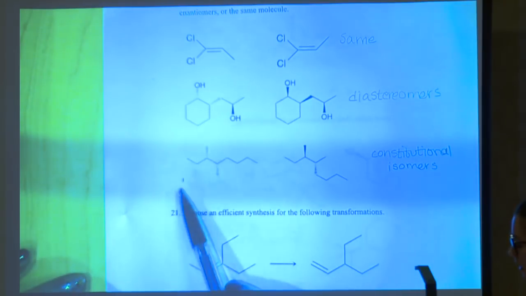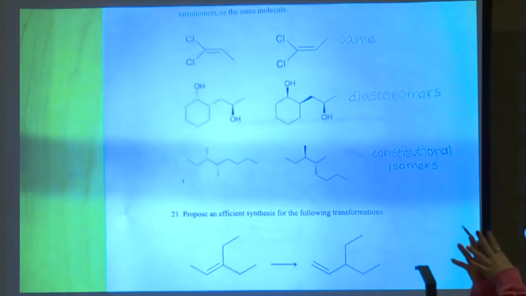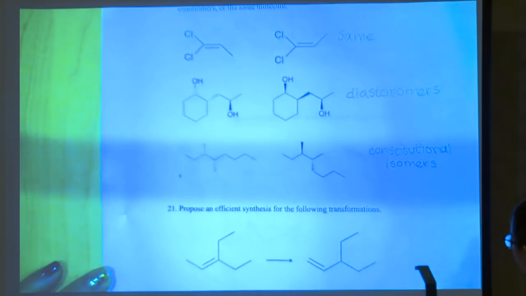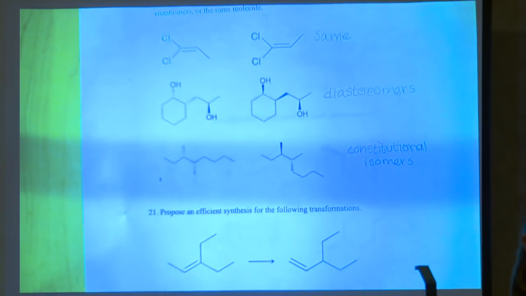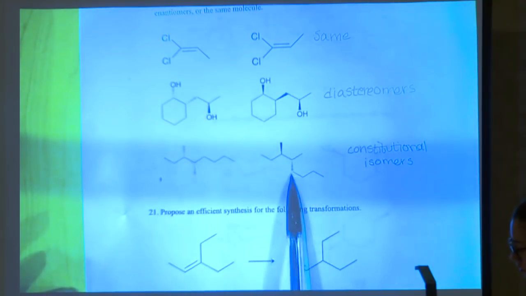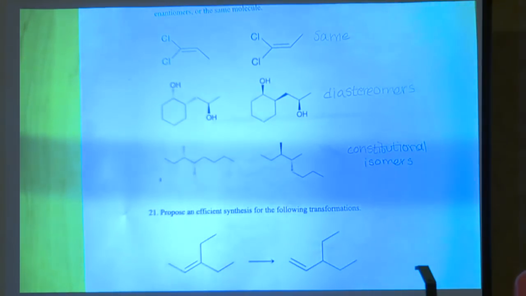There is, but in this case it would just be constitutional isomers because they have no relation in the bonding. So you need to look at that. You can count the longest carbon chain as well with constitutional isomers. Can you count the longest carbon chain, or do they both have the same carbon chain? Yeah, it's just the arrangement, the bonding.